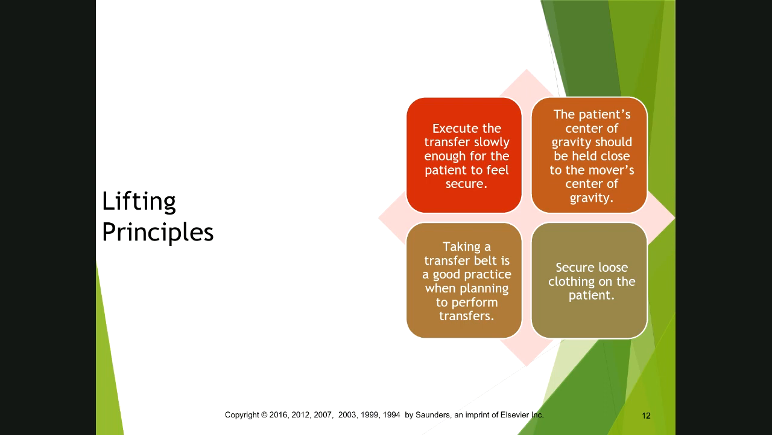Right? You want to make the transfer slow enough where the patient feels secure, especially elderly patients. They tend to have an extreme fear of falling. So you want to make sure that you move slow so that they feel safe. The patient's center of gravity should be close to the mover's center of gravity. You don't want to try and assist a patient, again, with outstretched arms standing 4 feet away from them. That's not going to do anybody any good.